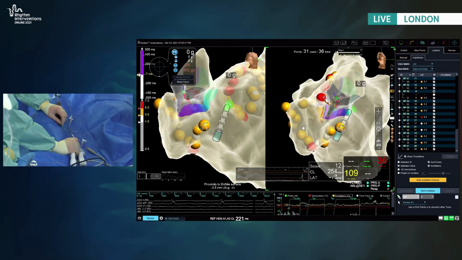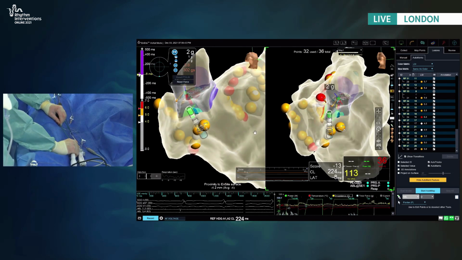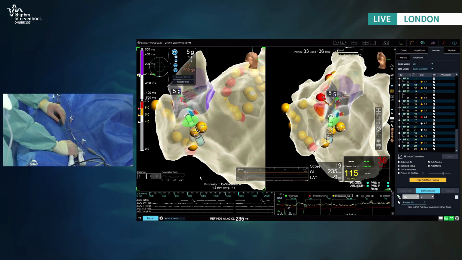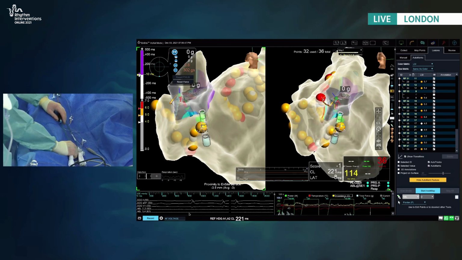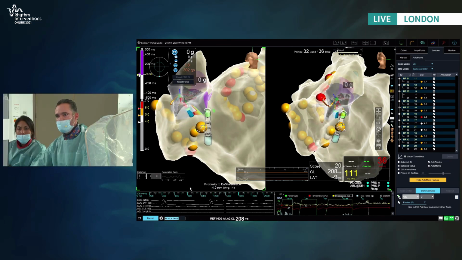To answer your question, Aldo, I think that it gives you a little bit of flexibility. The cryo is so easy and straightforward to use, and if you're just going to isolate the pulmonary veins, I would agree that a single shot device, whatever you prefer, would be a great option.